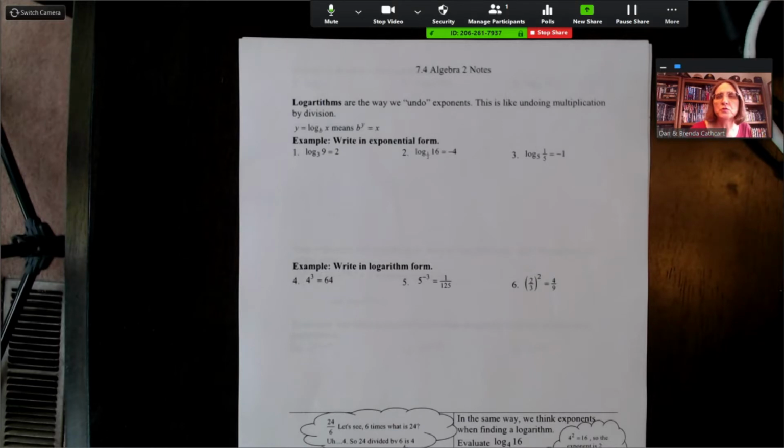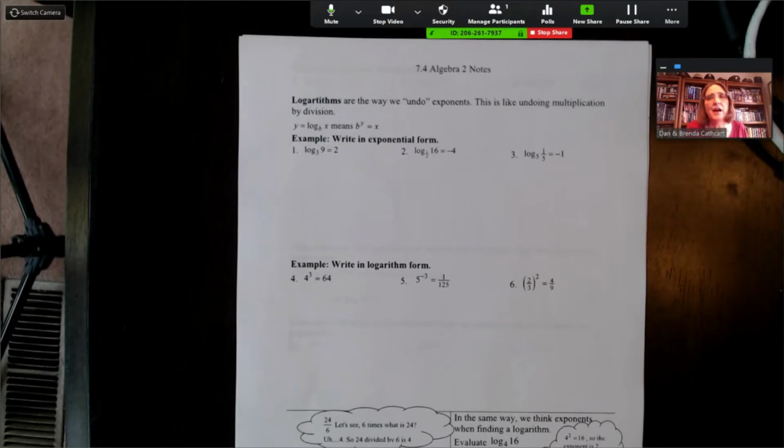This is an Algebra 2 class, and today we're going to be looking at what a logarithm is and where we use them. Logarithms are the way that we undo exponents. It's kind of like undoing multiplication by using, for instance, division.